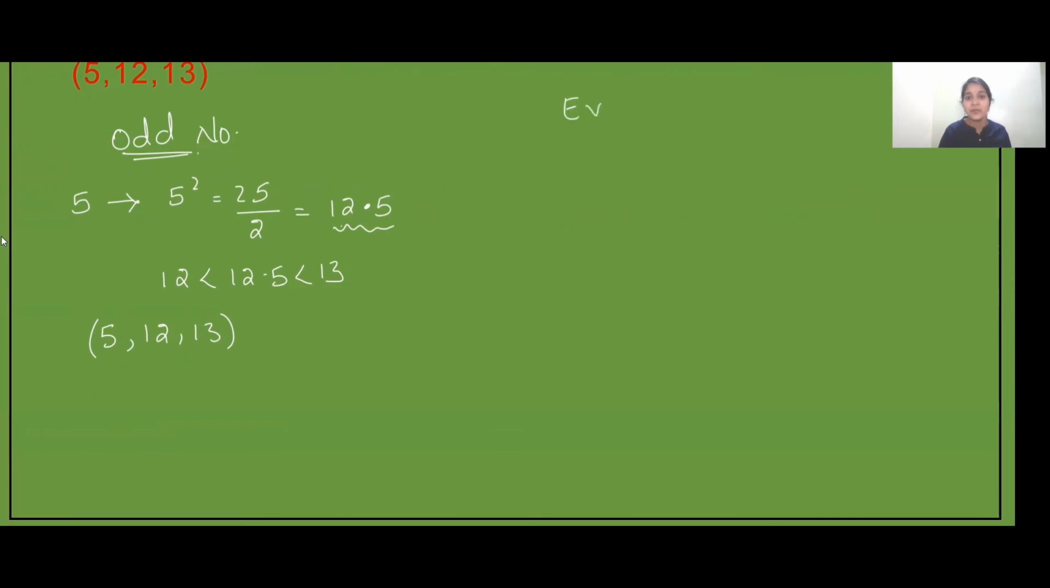Now the technique for an even number. If you take the number 6, for example, first we just divide the number by 2. So we get the result as 3. Afterwards, square it. So 3 squared is 9. So 9 lies between 8 and 10. So the Pythagorean triplet is 6, 8, 10.